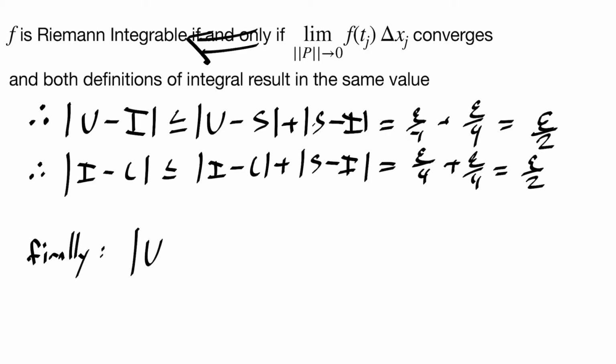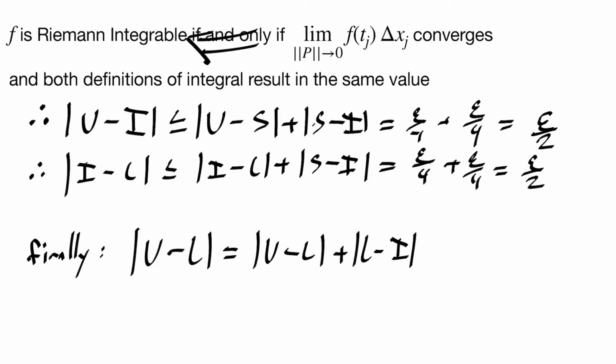And then finally, I can compare my U and my L together, because this is U minus I plus I minus L. And that is epsilon over 2 plus epsilon over 2, which is epsilon. Oh, I guess these should have all been less thans here, right? Yeah. So that piece is now less than epsilon.